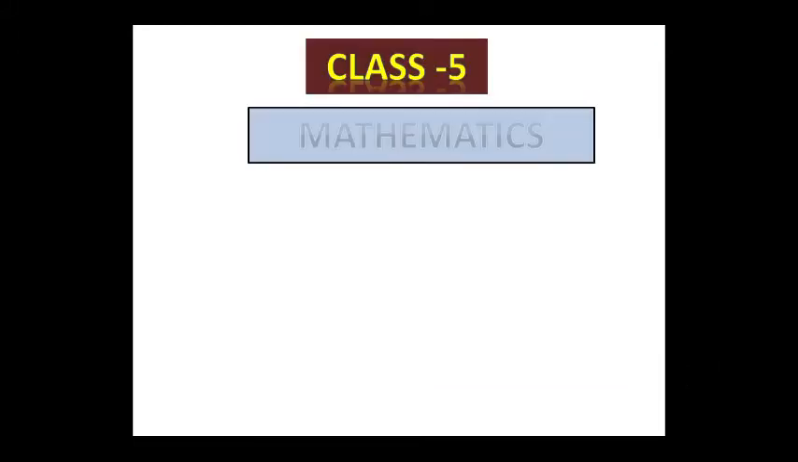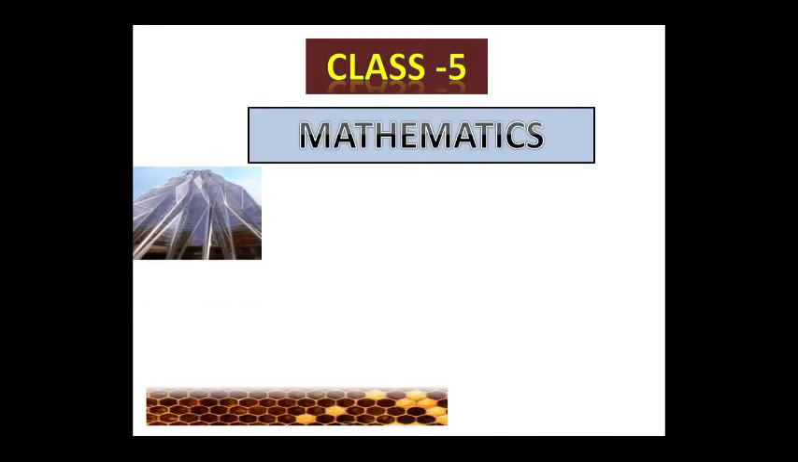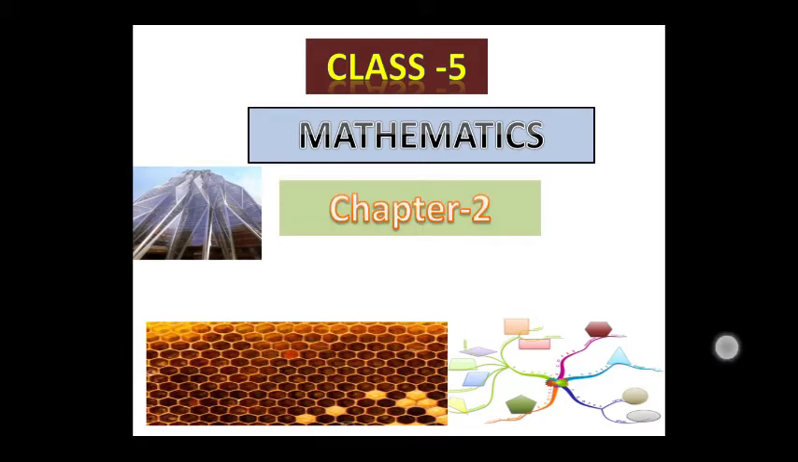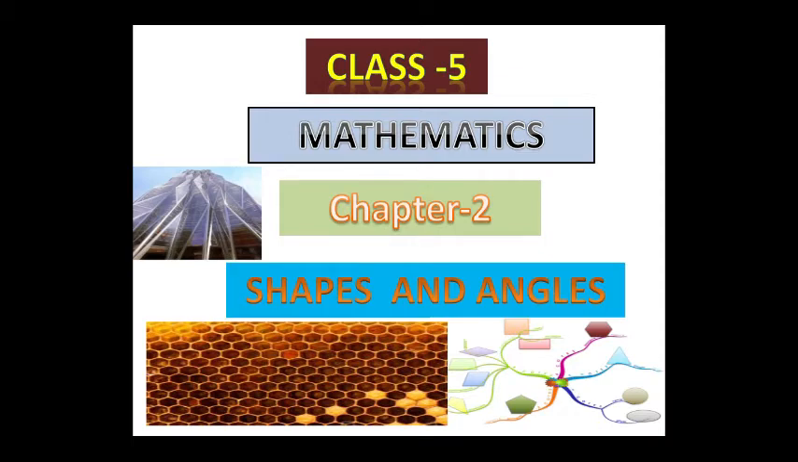In your previous class, we already completed chapter 1, that is the fish tail. Let us see here, some pictures I have shown: a picture of a building, a honeybee nest, and some shapes. I have shown this because today we will learn chapter 2, that is shapes and angles. Buildings are constructed using shapes, and here you can also observe the honeybee nest. Here also a hexagon shape is there, and you can observe so many shapes in this third picture.